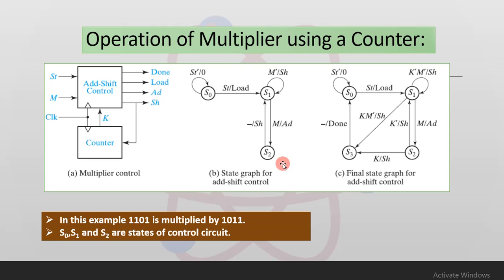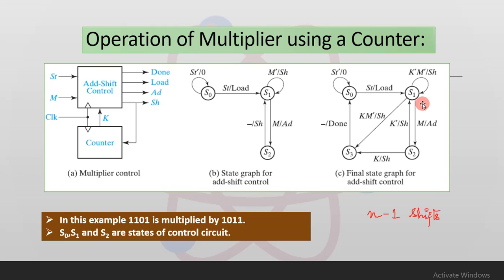So let us design the counter so that the completion signal K is generated after n minus 1 shifts have occurred. When K is equal to 1, the circuit should perform one more addition if necessary and then do the final shift. The control operation has been shown in this particular figure. So if you look at figure C, the state graph is similar to the one that is shown in state graph B, with an additional K to indicate the completion signal.